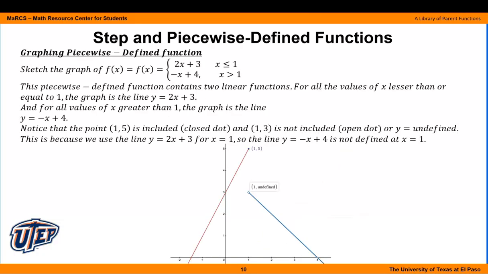Now we graph a piecewise function. Each part of the function applies to a specific interval. At the boundary point, one rule includes it, the other does not. If it is closed, it is included; if it is open, it is not included. This is how we handle functions that change rules.